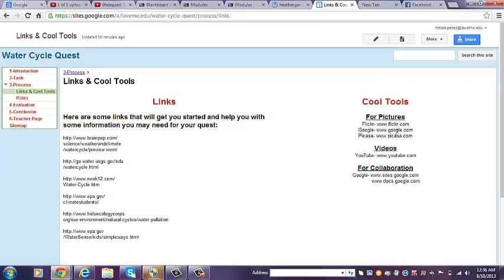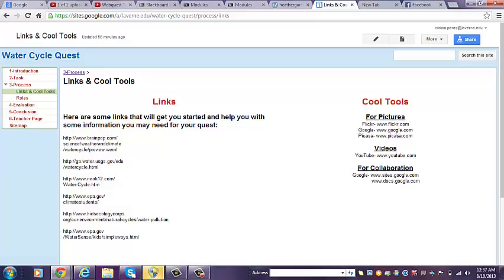Number 2, they will be conducting research. Also Google can help them. Number 3, they will collaborate on Google Docs. Number 4, they're going to create pictures that they get from Flickr and Google, edited on Picasso.